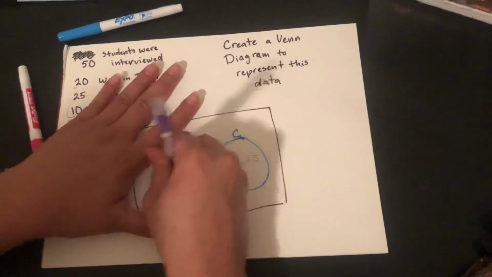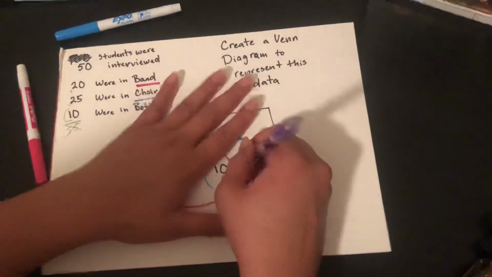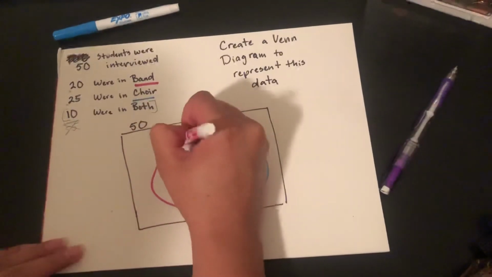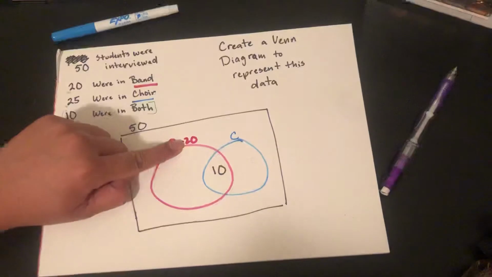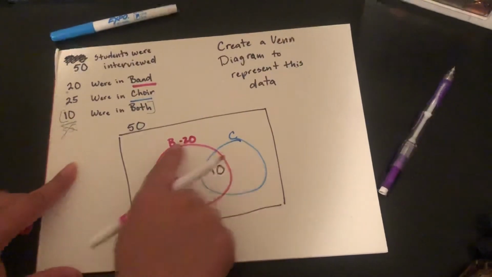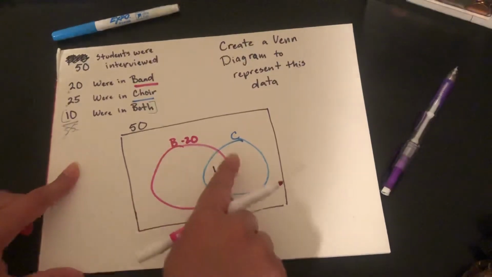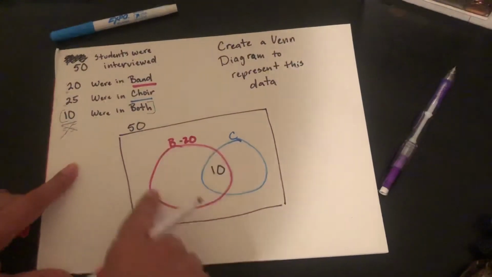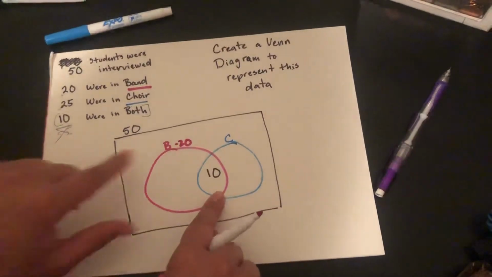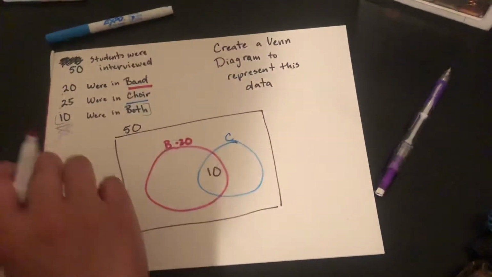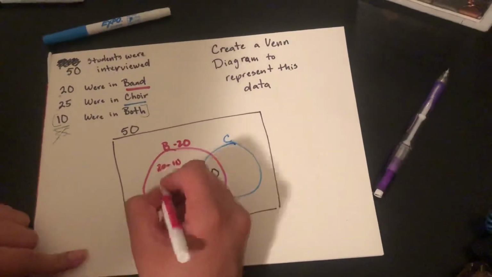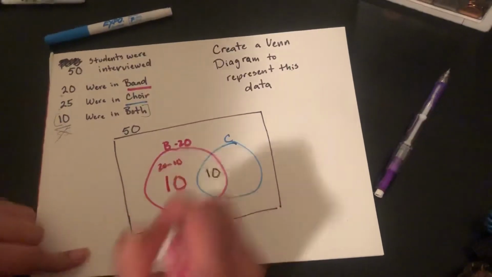So what we're gonna do is we're gonna take this 20, and we're gonna take this 25, and we're gonna kind of write it here on the outside. Because what that 20 actually represents is there's a total of 20 people here in this pink circle. So if this entire circle represents 20, and 10 of them are here, that means I only have 20 minus 10 left. So just in this pink space is gonna represent 10.